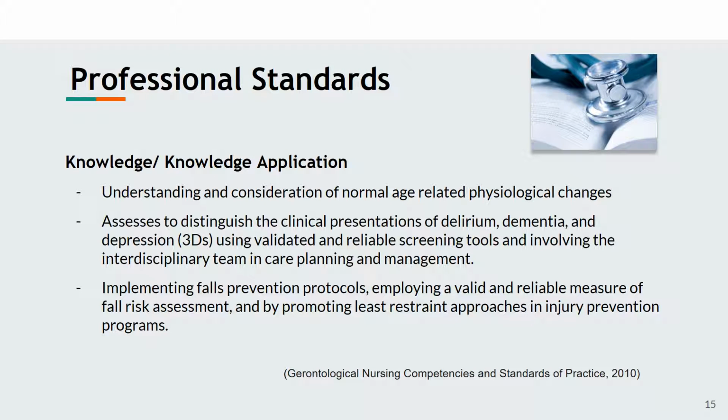Knowledge application. We need to take into consideration an understanding of normal age-related physiological changes. This can involve assessing to distinguish the clinical presentations of delirium, dementia, and depression, the 3Ds, using validated and reliable screening tools, and involving the team in care planning and management. This could also mean implementing falls prevention protocols, employing a valid and reliable measure of fall risk assessment.